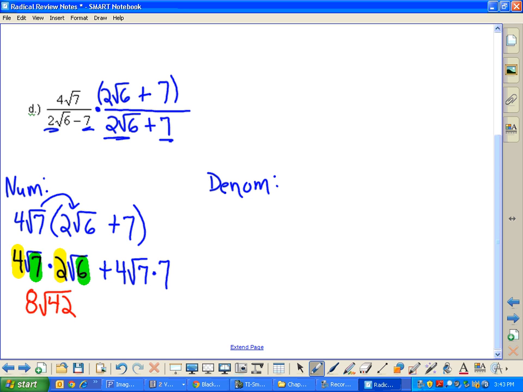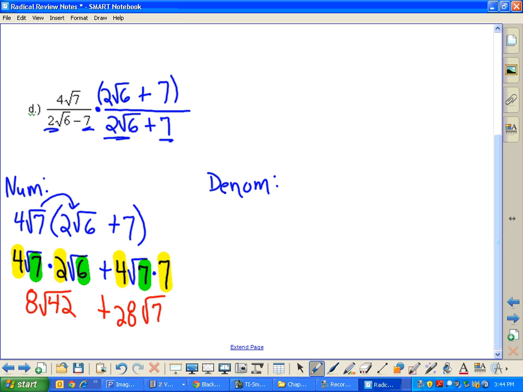And then I need to repeat this process for the next term. So things that are outside the radical, I can multiply together. However, things underneath, I have to multiply those together also. There is nothing else underneath the radical besides root 7. So I know root 7 is going to come along for the ride here. And then 4 times 7 is 28. So what I have on the top of the fraction is going to be 8 root 42 plus 28 root 7. And the square root of 42 doesn't simplify.